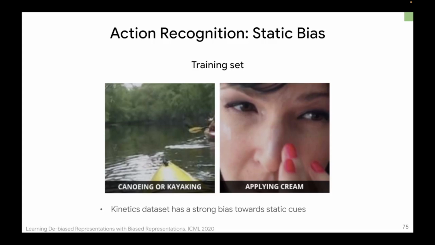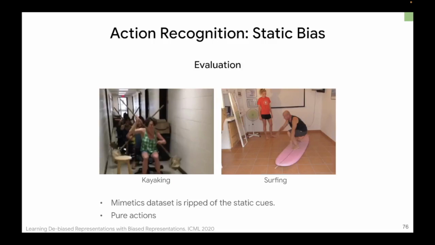So for testing whether the model has overfit to this kind of static bias, people have introduced a new evaluation data set where they decorrelated the actions from the background. So they do kayaking action in some indoor scene, or surfing in an indoor scene.